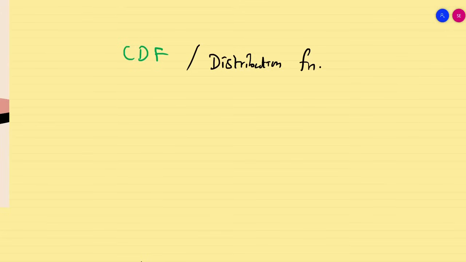CDF, people say it as cumulative distribution function, sometimes simply distribution function of a random variable. So whether it is continuous or discrete, the notation is going to be the same: capital F of x, the probability of X less than or equal to x. So this is called the cumulative distribution function of x.